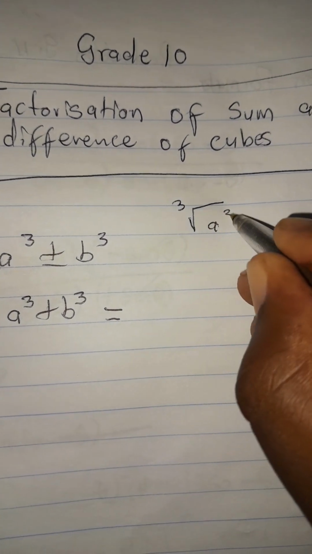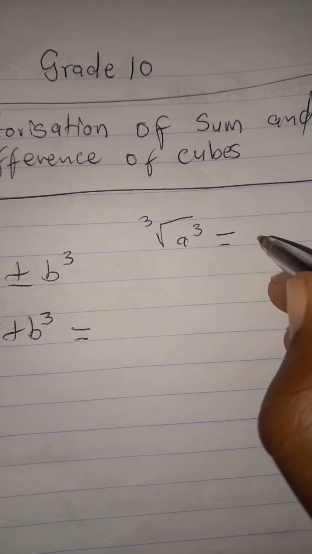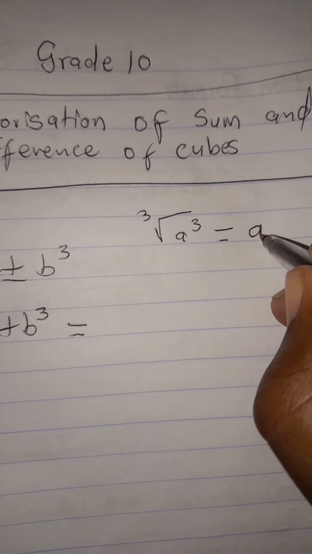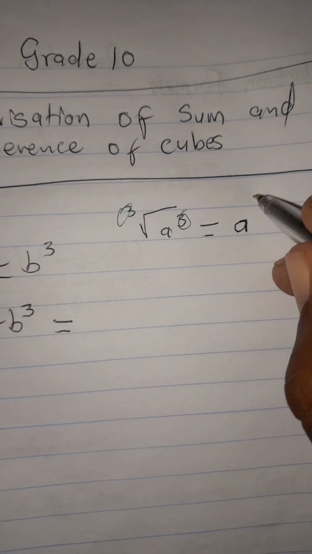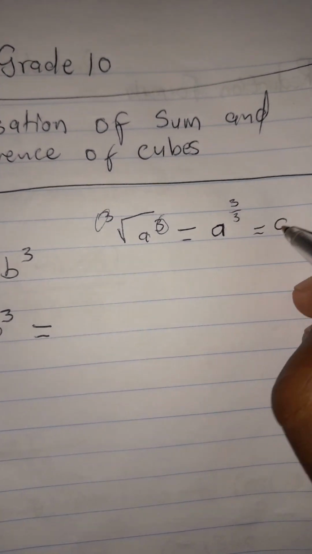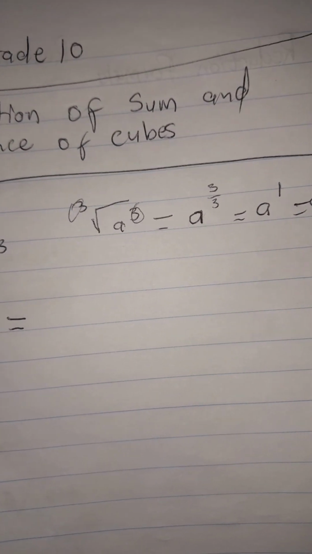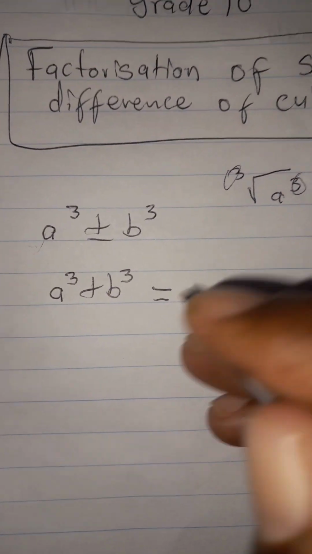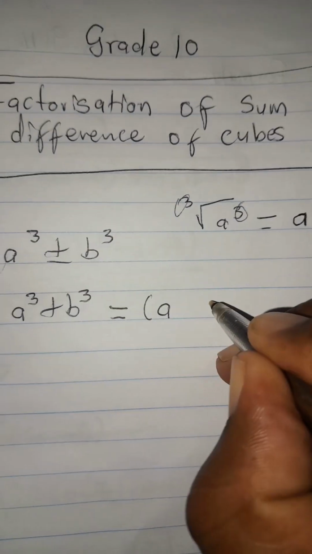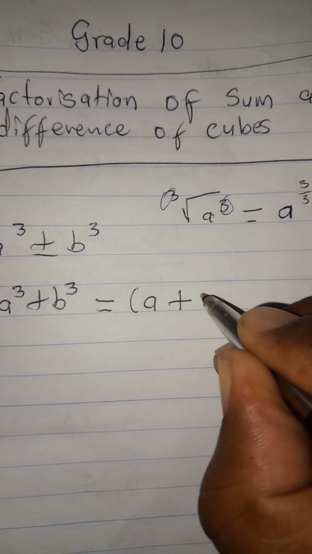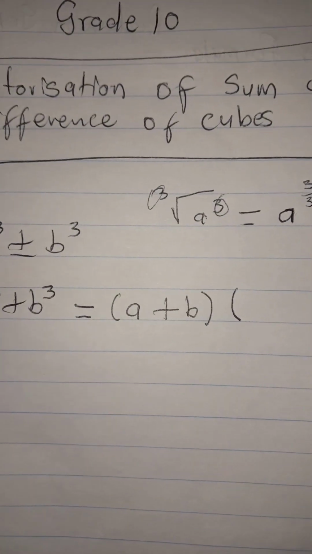So we know when we take out this cubic root, remember using the root definition, this will be a numerator and a denominator. So it's going to be 3 all over 3, which is the same as 1. A to the power of 1 is the same as a. So the cubic root of a will be a, and the cubic root of b will be b. Remember, we keep this sign.